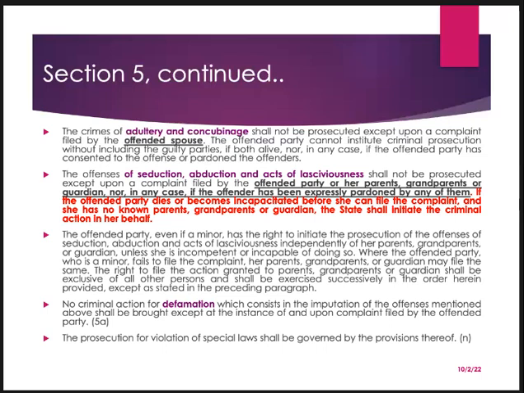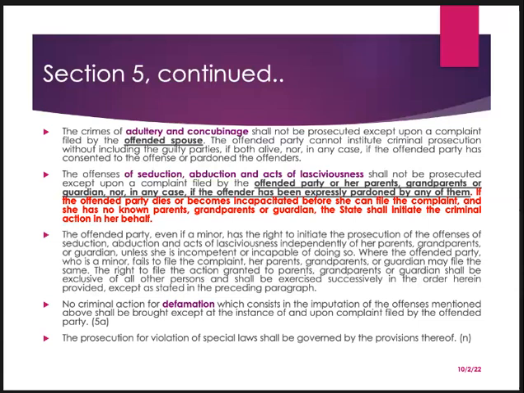The offenses of seduction, abduction, and acts of lasciviousness shall not be prosecuted except upon a complaint filed by the offended party or her parents, grandparents, or guardian, nor in any case if the offender has been expressly pardoned by any of them. If the offended party dies or becomes incapacitated before she can file the complaint, and she has no known parents, grandparents, or guardian, the state shall initiate the criminal action on her behalf.